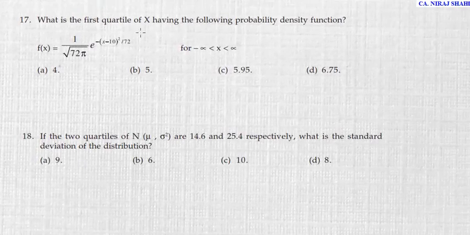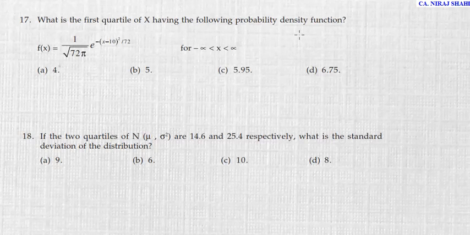What is the first quartile of x having the following probability density function? So this is the probability density function given. Let's compare it with the standard probability density function of a normal distribution. So the probability density function for a normal distribution is f of x is equal to 1 divided by sigma under root 2 pi into e raised to minus 1 by 2 into (x minus mu upon sigma) whole square.